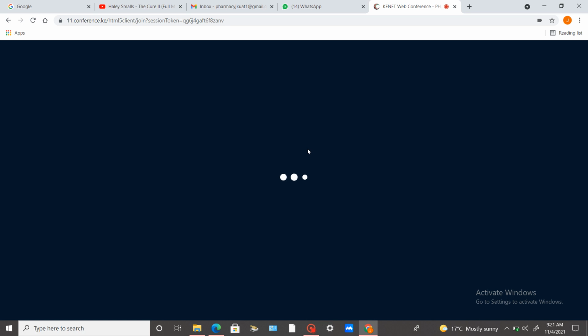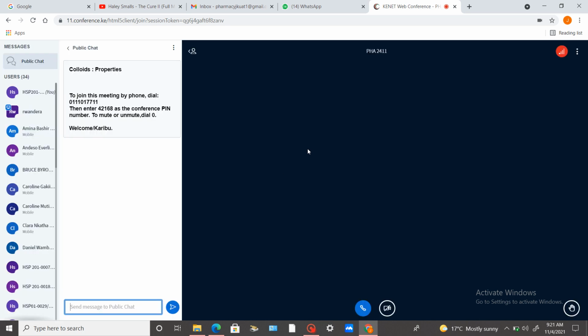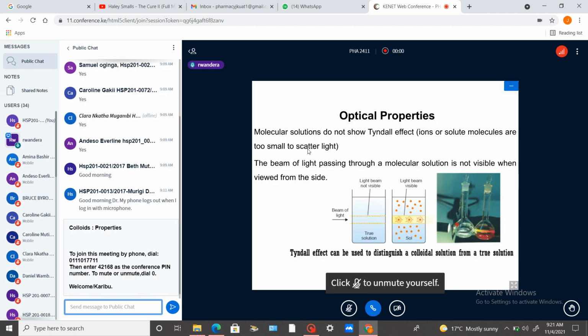But when the light is passed through a molecular solution, there will be no beam or cone observed. And this is because molecular solutions do not scatter light because of their small size range. And this effect can be easily used to distinguish a colloidal solution from a molecular solution in the lab. You just pass a beam of light through the two solutions. So in one, you'll observe a cone or a light beam, and in the molecular solution, you won't observe anything.